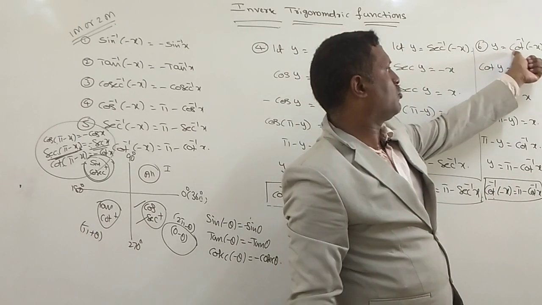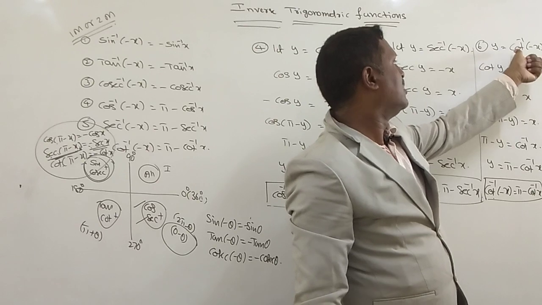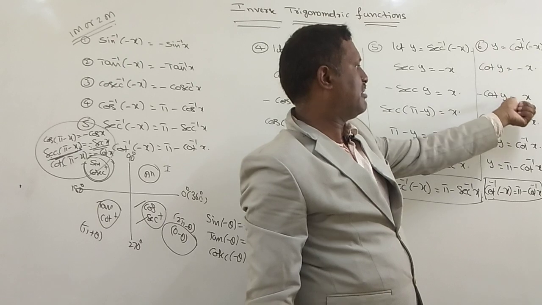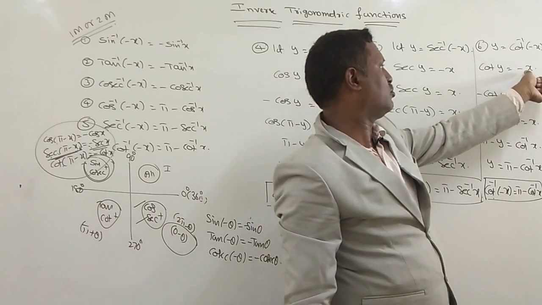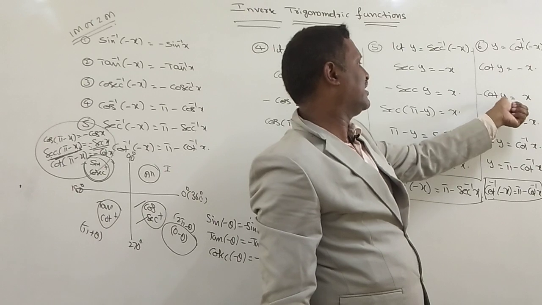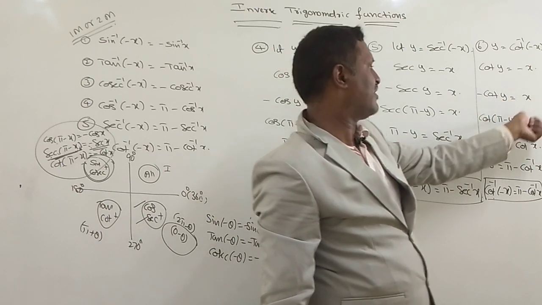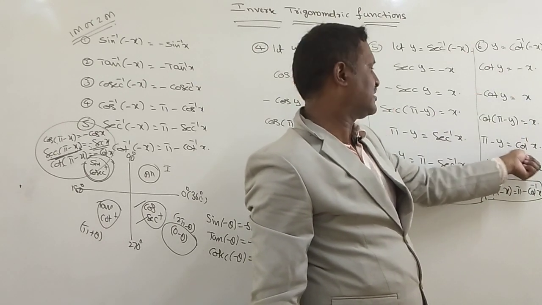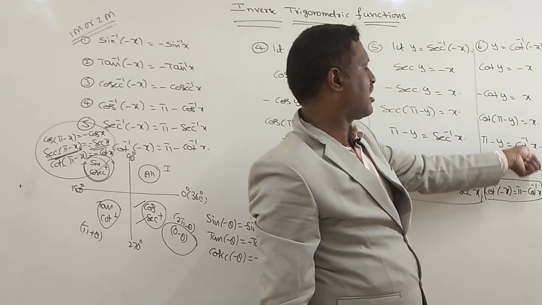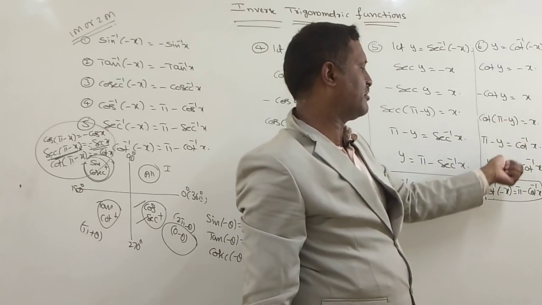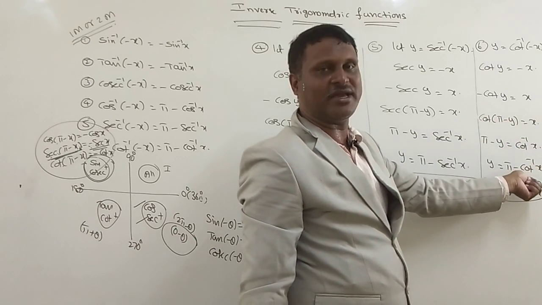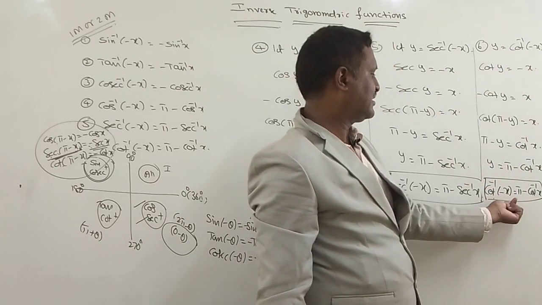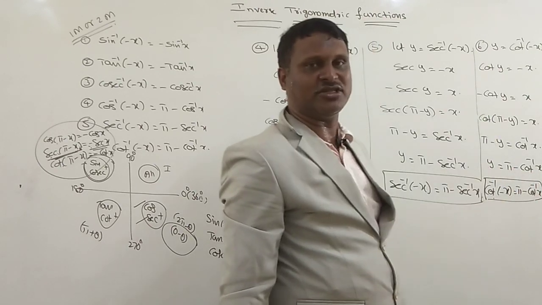Now listen, y is equal to, I took it as cot inverse of minus x. Cot inverse to the other side, cot y is equal to minus x. I multiplied by minus sign, minus cot y is equal to x. Now minus cot y I can write as cot of pi minus y is equal to x. Now cot I took to the other side, it becomes cot inverse x. Minus y becomes plus y, cot inverse x becomes minus cot inverse x. So cot inverse of minus x is equal to pi minus cot inverse x.